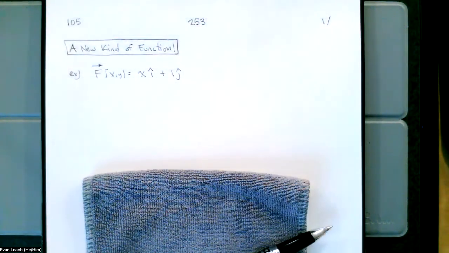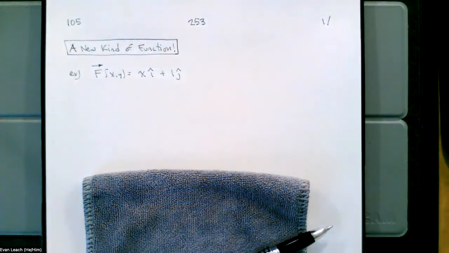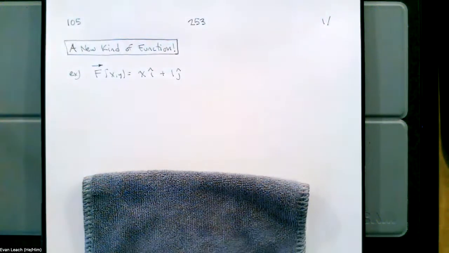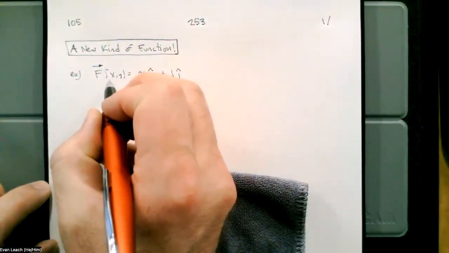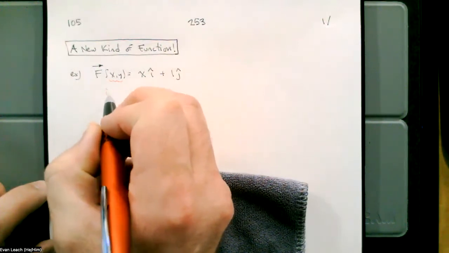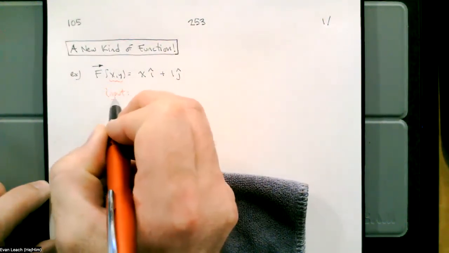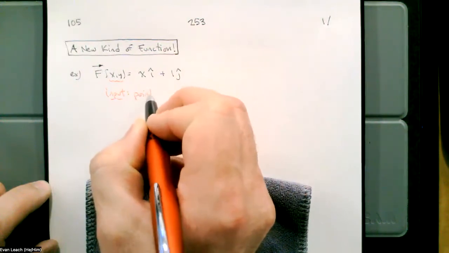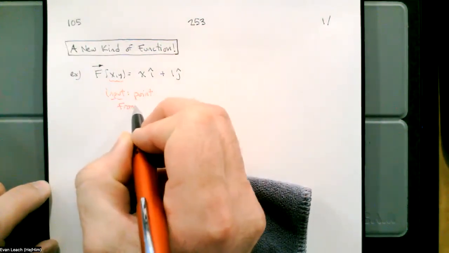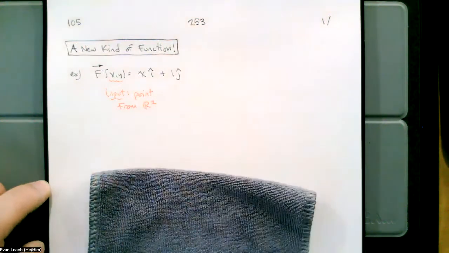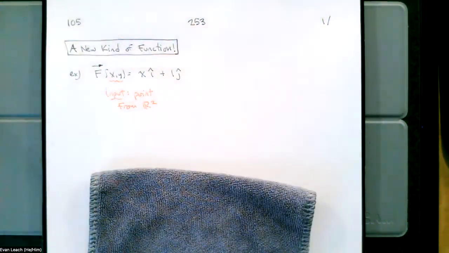Today, we want to introduce this new kind of function. Let's take a look at what this function does. We have for our input just a point in R2. So the input is this point in R2. So this function is going to assign something to each point in R2. Let's take a look at what the output is. The output is a vector.